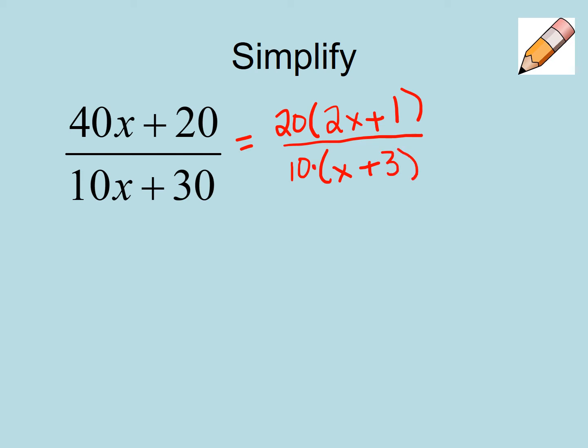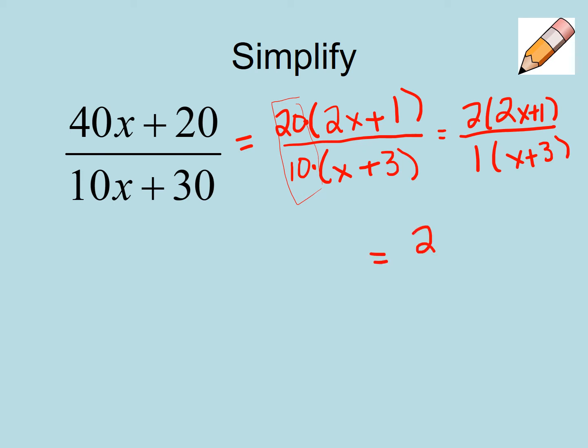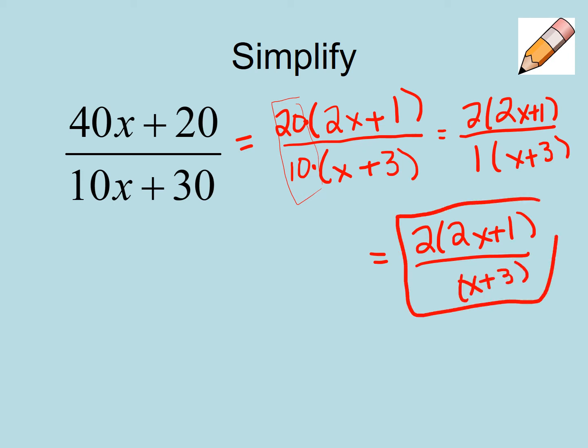So these are my factors, and the factors that we can reduce are the 20 over 10. We can reduce that to 2 over 1, but we can't do anything with the 2x plus 1 in parentheses or the x plus 3 in parentheses. And 1 times anything is just that thing, so 1 times x plus 3 is just going to be x plus 3. So my final answer is going to be 2 times 2x plus 1 all over x plus 3. That is as simplified as I can go. There's nothing more that I can break down.